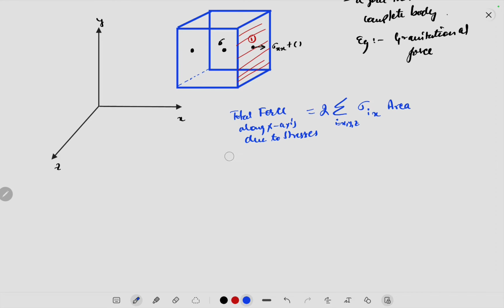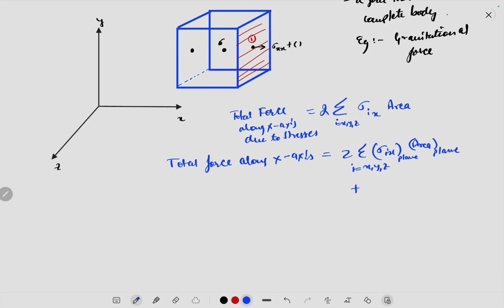So let me just first write this, the complete definition of the total force. The total force along x axis will be the summation over i equal to x, y, z of sigma ix, and this sigma x should be for that particular plane that you are talking about, then the area of that plane, plus the force due to body forces. Okay, so let's say the body forces, dfb, in the x axis.